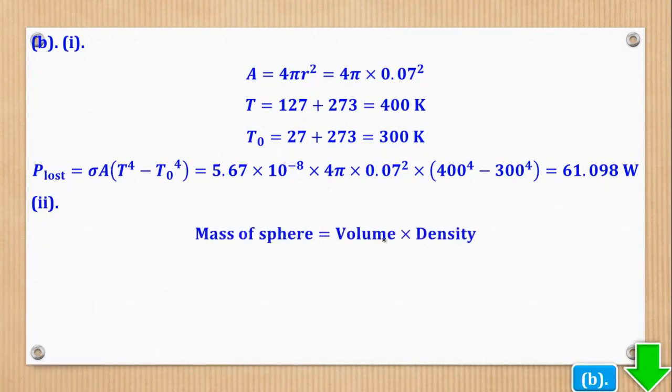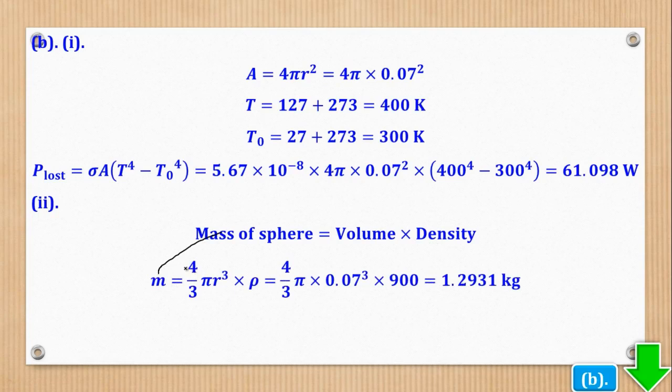So for the mass of the sphere, we know that mass is equal to density times volume. That means the mass of the sphere will be the volume of a sphere, which is 4 over 3 pi r cubed, times the density, which is given by that symbol. Therefore I substitute, because we are given the density which was 900 kilograms per meter cubed, then the radius 0.07. When I substitute and use a calculator, I come up with this as the mass.